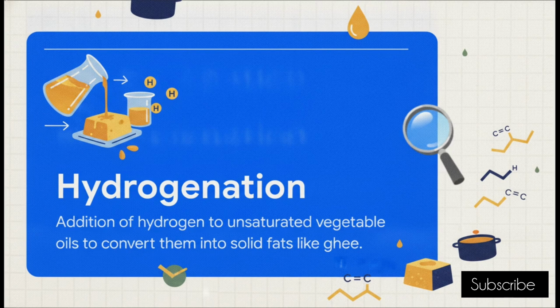Now, a very specific and super important type of addition reaction is called hydrogenation. This is simply the addition of hydrogen to unsaturated compounds. But why does this matter to us? Well, think about the food industry. Vegetable oils are naturally unsaturated. Through hydrogenation, these liquid oils are converted into solid fats, like Vanaspati ghee. It's an absolutely critical process for modern food manufacturing.